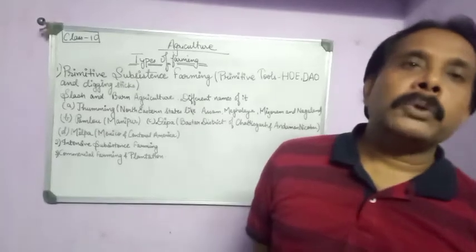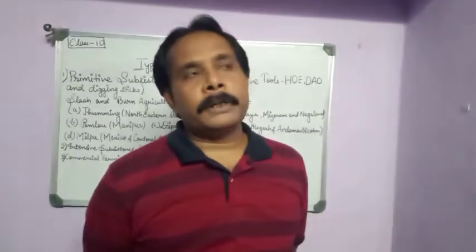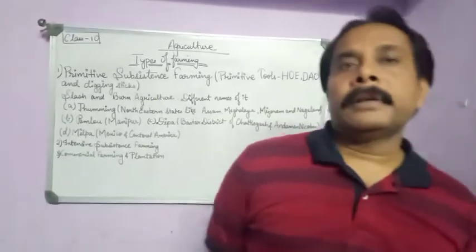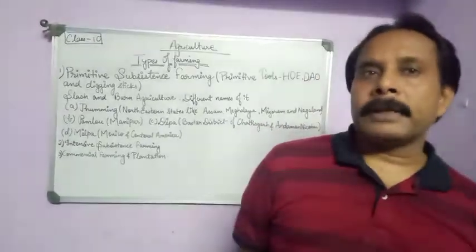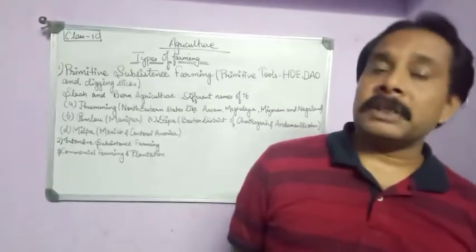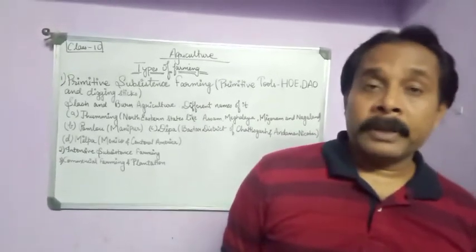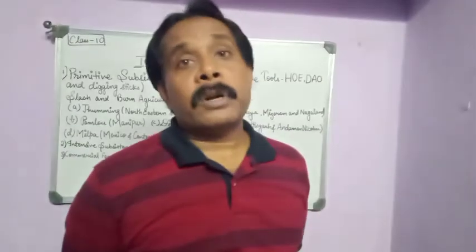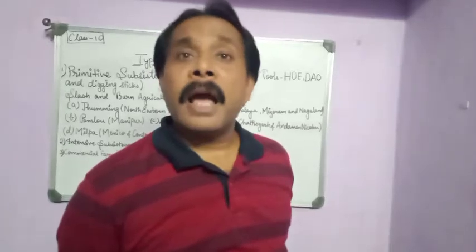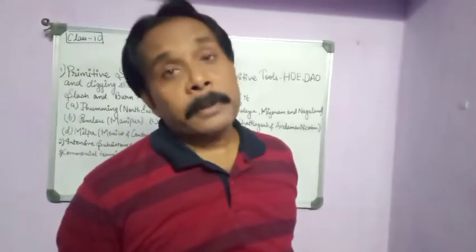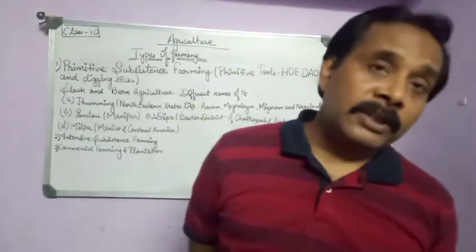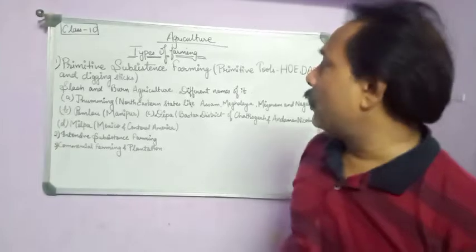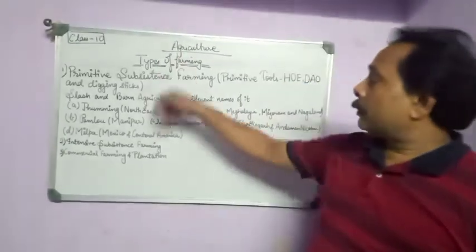However, according to the new data of 2011-12, we find that still the contribution of agriculture is nearly 15 to 16% in GDP. Nearly more than 62% are still working or engaged in agriculture. So on that basis we can say agriculture is the backbone of our country. Now come to the topic.